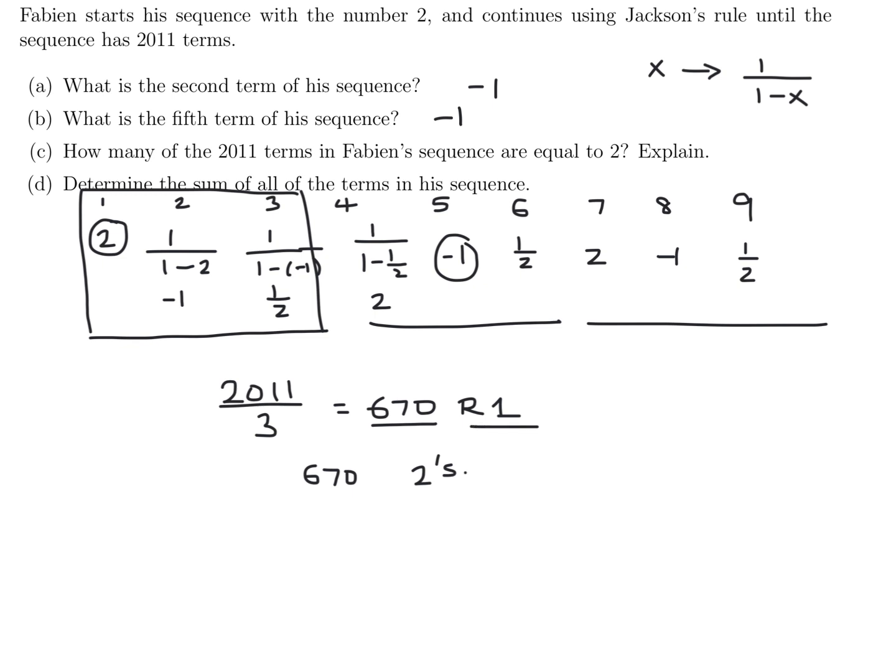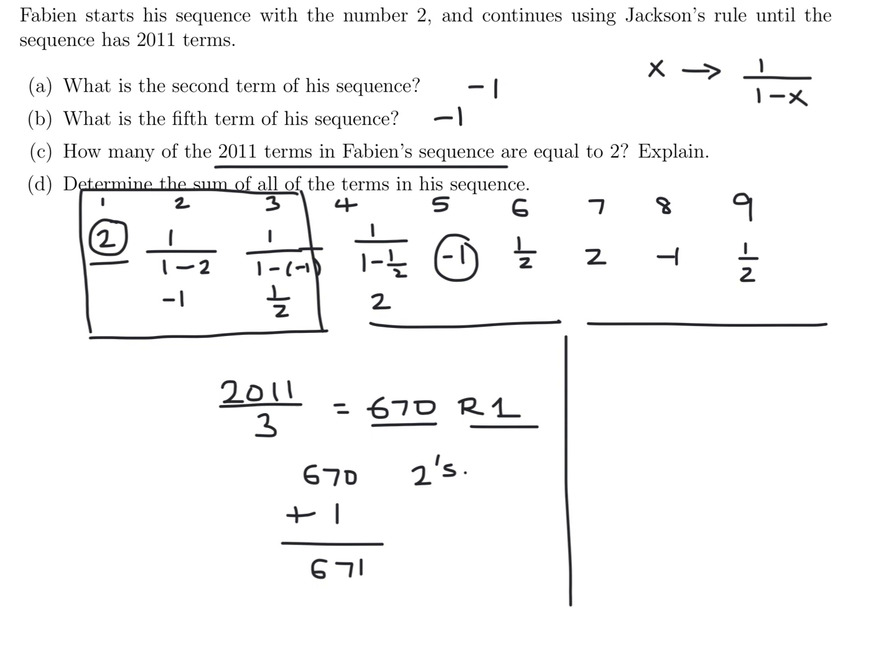And then there's a remainder of 1. That remainder of 1 basically means that we're back to the beginning of the cycle. And the beginning of the cycle is a 2. So we're going to have to add 1 more. So 671 2's will appear in this sequence of 2011 terms.